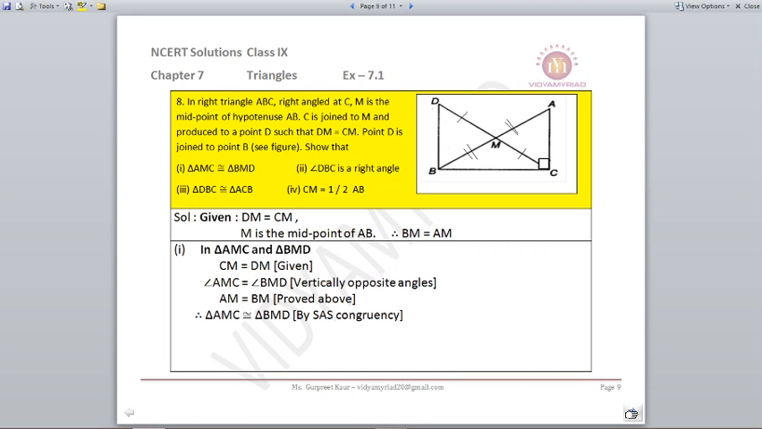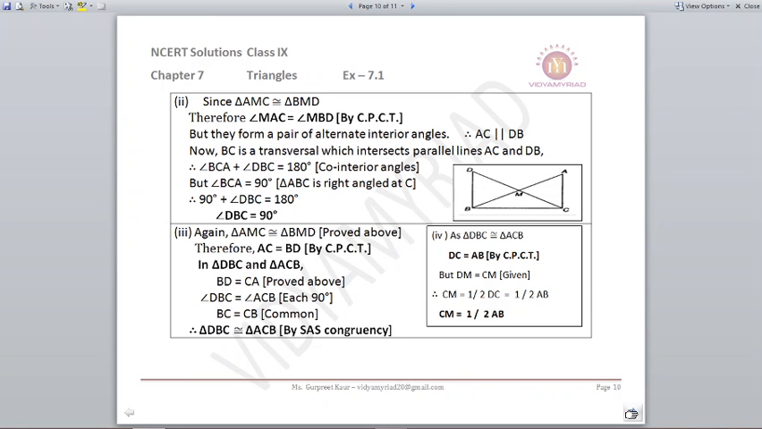Let us see the fourth part. Fourth, they are saying that CM is equal to half of AB. Let us see. What is CM? When the triangles are congruent, we can say that DC is equal to AB by CPCT, because we have just proved the triangle, full triangle DBC congruent to triangle ACB, and DC and AB are the parts of the same congruent triangle. So we can say that by CPCT DC is equal to AB.